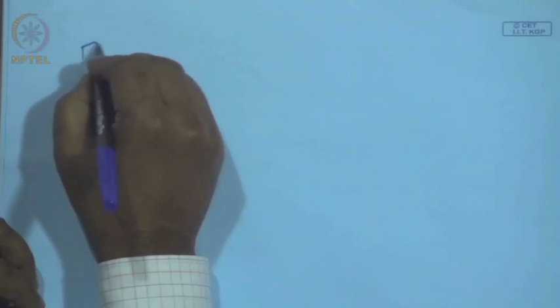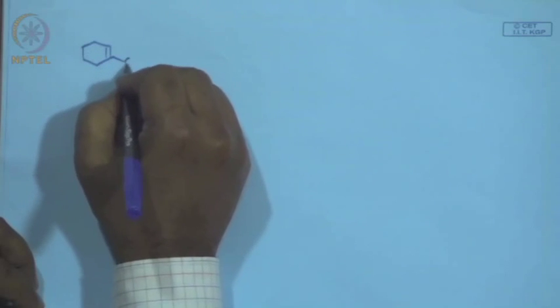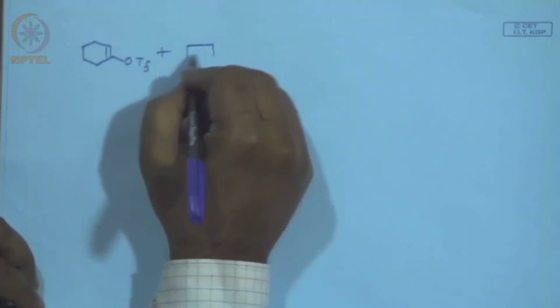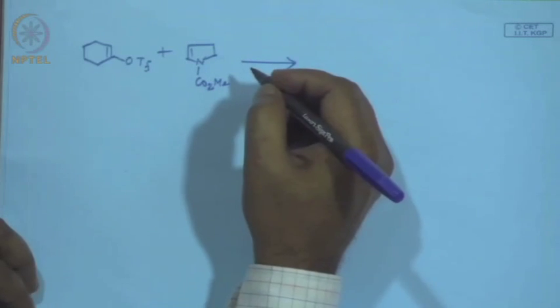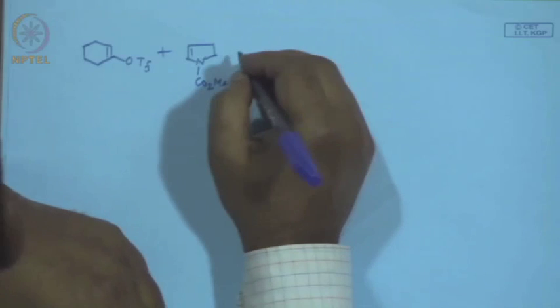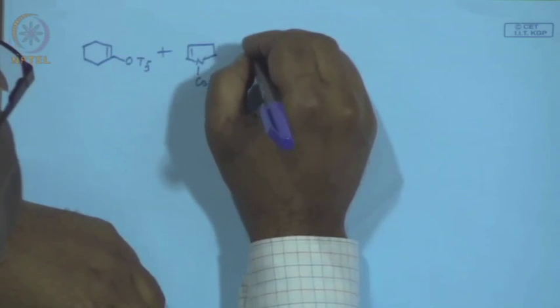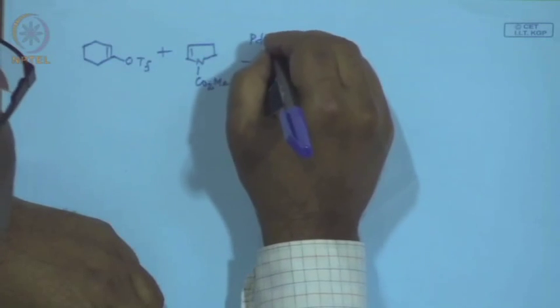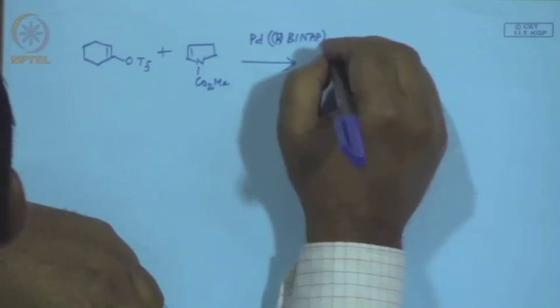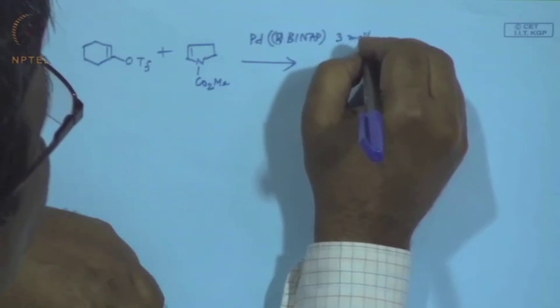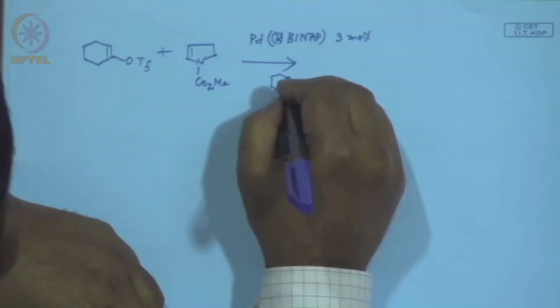There are a few tricky things you have to remember. If you go for the Heck reactions, you will see something different. Sometimes the outcome is not really as expected. For example, I have a reaction which I write now. This is a triflate, and then you have an enamine, and the reaction conditions. Sometimes you have to be a little bit careful about these reaction conditions. In this case, palladium 0 with R-BINAP, only 3 mole percent, and there is a cyclic amine.